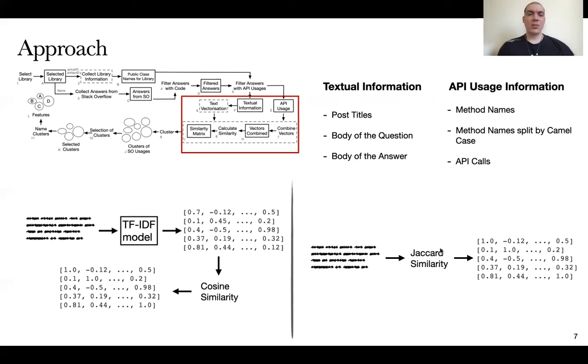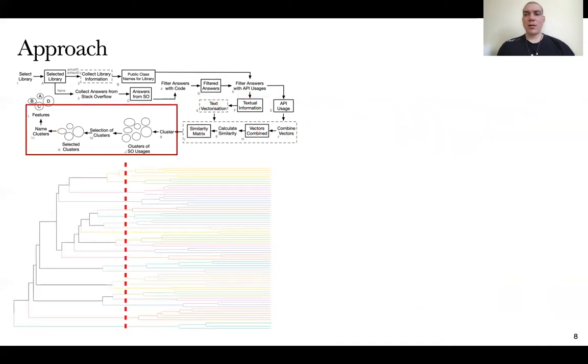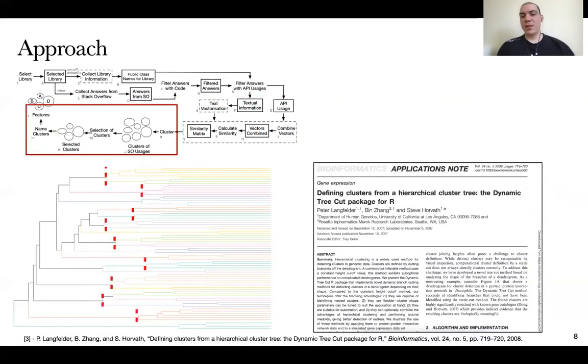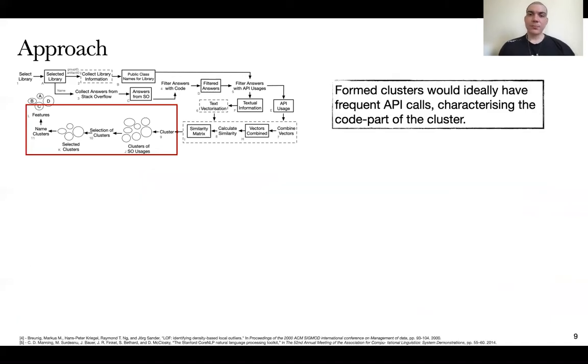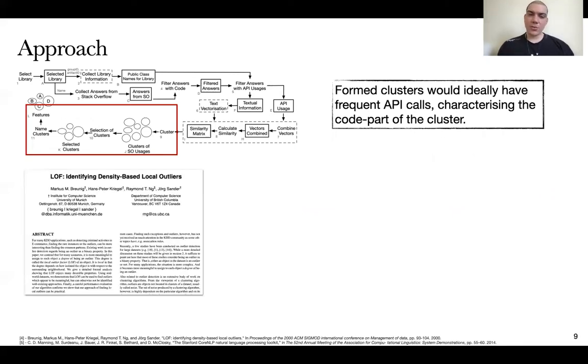With these similarity matrices, we apply hierarchical clustering, and more specifically, hierarchical clustering with dynamic threshold cutting, because we wanted to obtain the optimal clustering and not rely on a specific threshold; this threshold is automatically selected for us. With these clusters, we wanted to see if those clusters present some APIs that are frequent, and for those that do not have this kind of behavior, we excluded them, and we rely on the local outlier factor to do this.